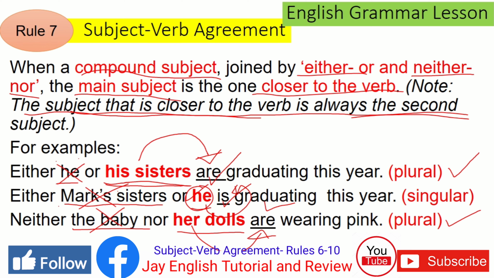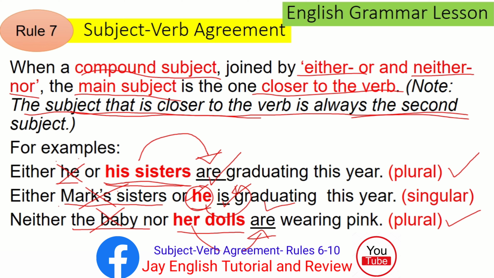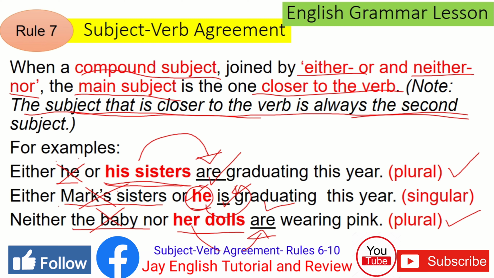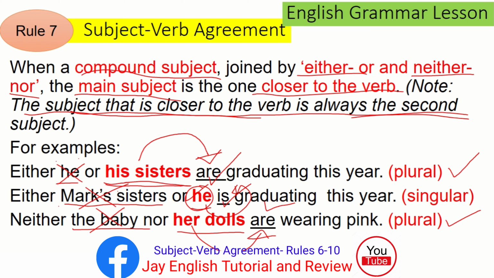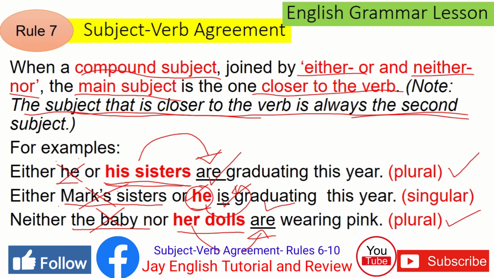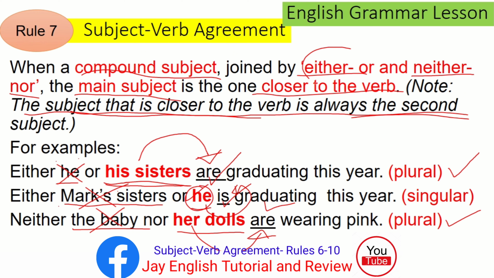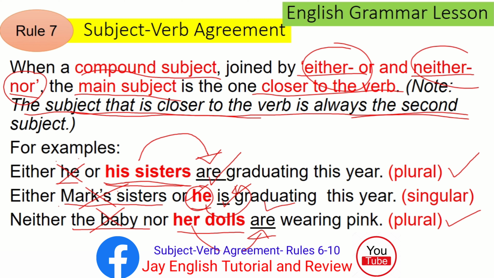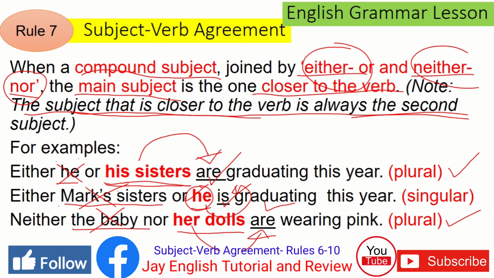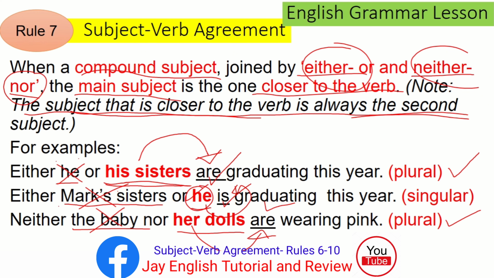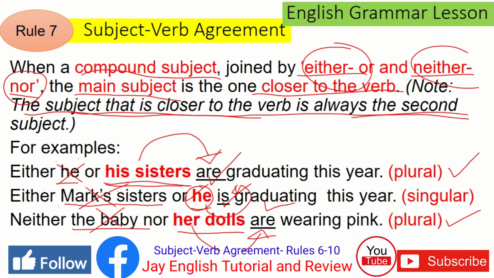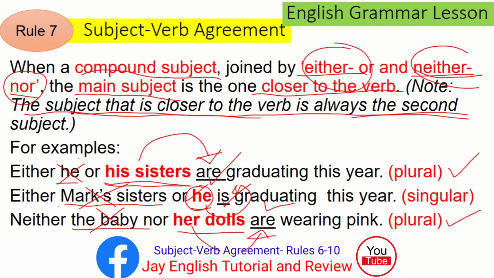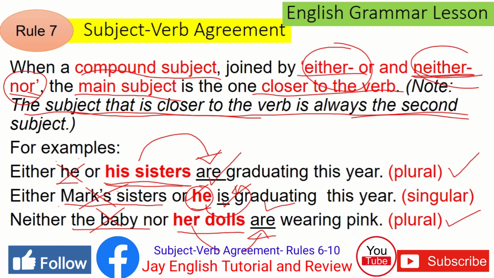And another reminder for rule number 7: if you're going to write sentences using this rule, please be reminded that you should always pair either with or, and neither with nor. You cannot exchange places, like saying either nor or neither or. You cannot do that. Always pair either with or, and neither with nor. And that is rule number 7.